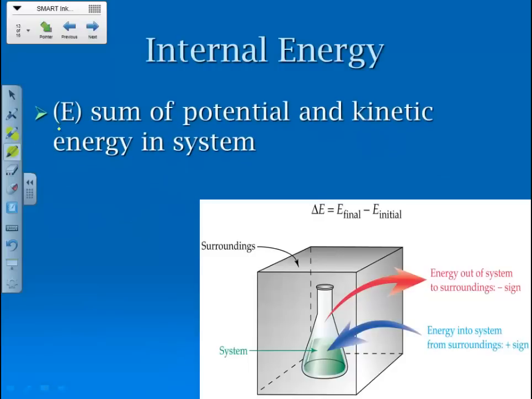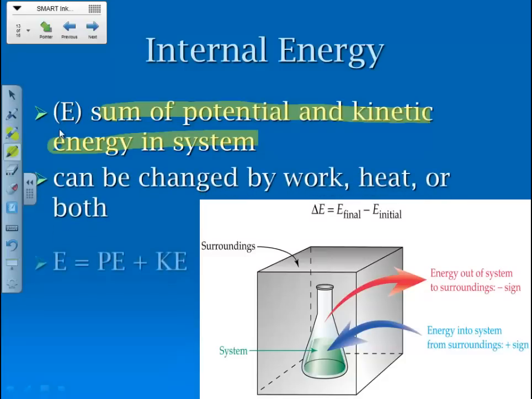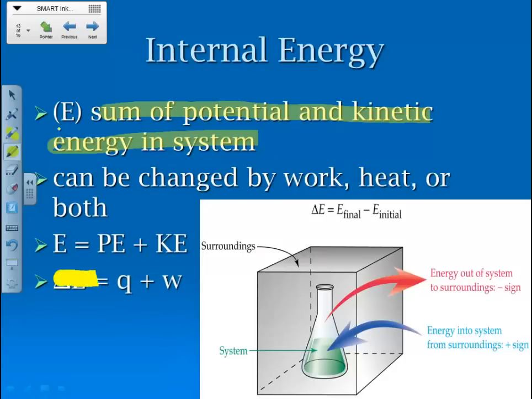Now again, we're talking about internal energy. I know this is kind of a repeat, but just to really drive this home, it's the sum of the potential and the kinetic energy in the system. It can be changed by work, heat, or both. And then we've got our energy being potential energy plus kinetic, which again gives us delta E is Q plus W. And just as a reminder, when energy is flowing out of the system to the surroundings, it's usually going to have a negative sign. That's going to be exothermic. And when energy is flowing into the system from the surroundings, it's going to be endothermic.